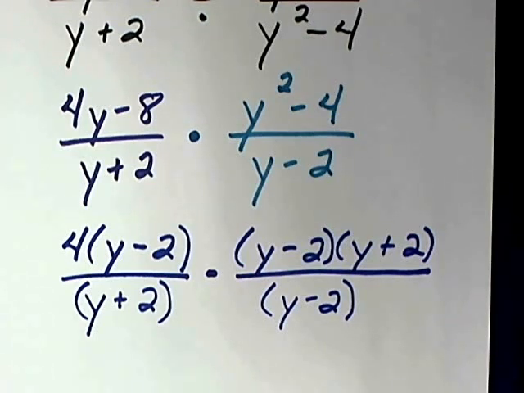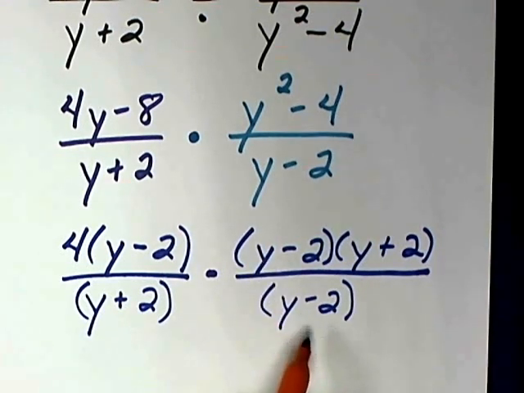And now we do have the fun canceling. Anything on top that matches with anything on the bottom gets canceled out. It doesn't matter if it's right on top of each other or diagonally, as long as one of the factors is in the numerator and one of them is in the denominator. So we get to cancel.